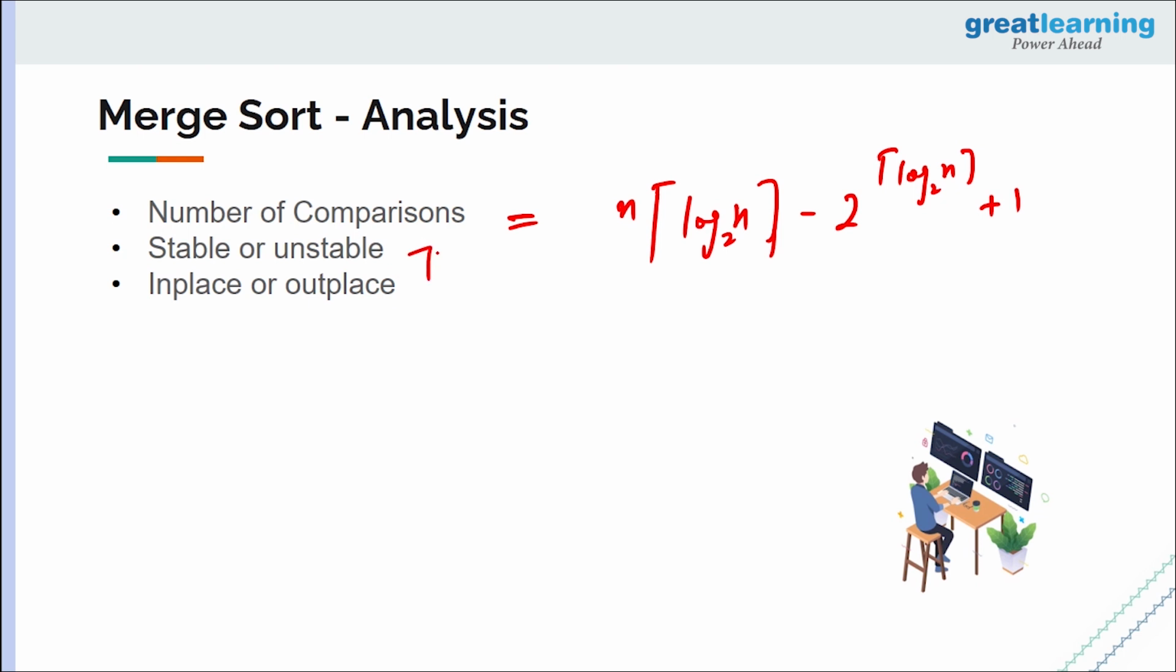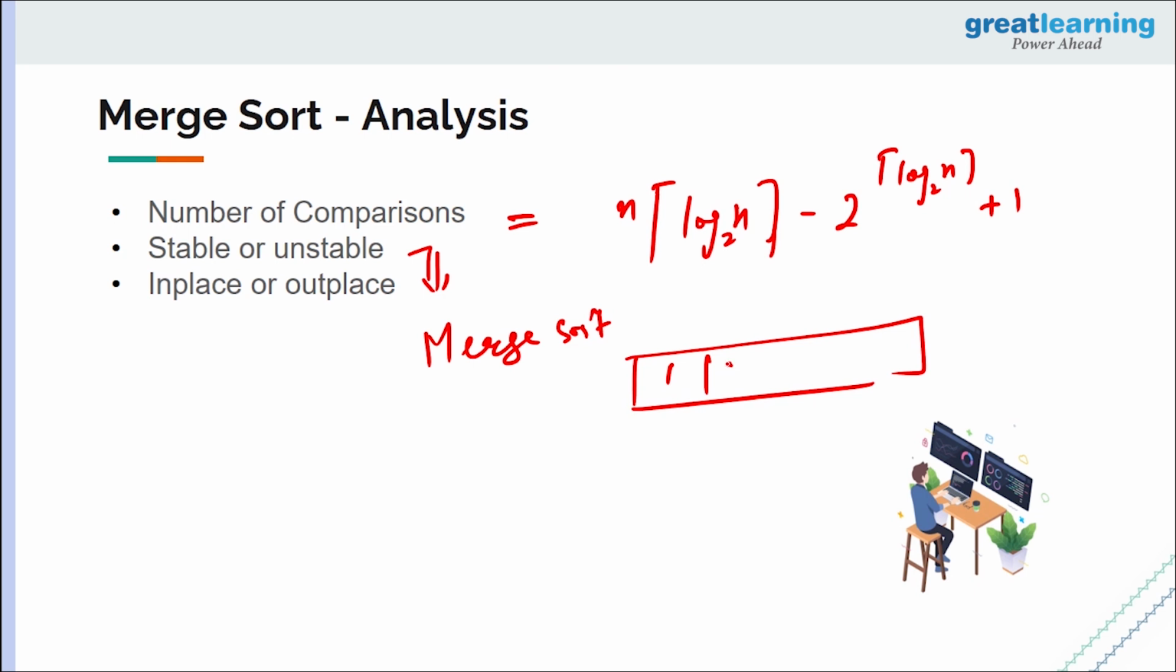What about unstable or stable? Merge sort is a stable algorithm. What does that mean? It means if you have an array wherein you have 1, then you have 3, then you have 2, then you have 4, then you have 2 dash. Now this 2 and this 2 are repeated. In the sorted array, this order will be maintained. That is what is known as stability.